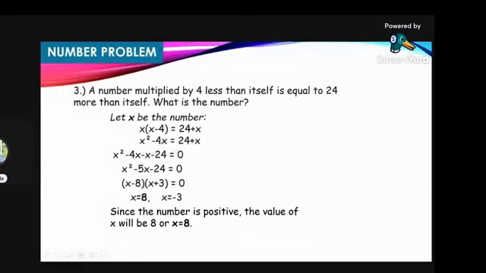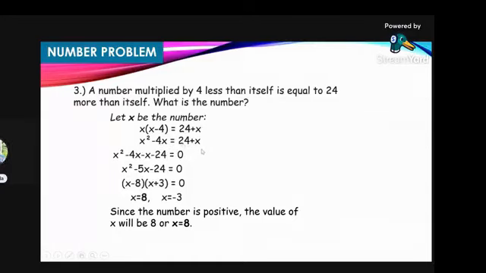Okay, this is using algebra. We have now a quadratic equation. So a number multiplied by 4 less than itself is equal to 24 more than itself. So this is our working equation. So x times x minus 4, that is 4 less than itself, is equal to 24 more than itself, which is x. We're going to have distributive property. So you have x times x is x squared. X times negative 4 is negative 4x is equal to 24 plus x.